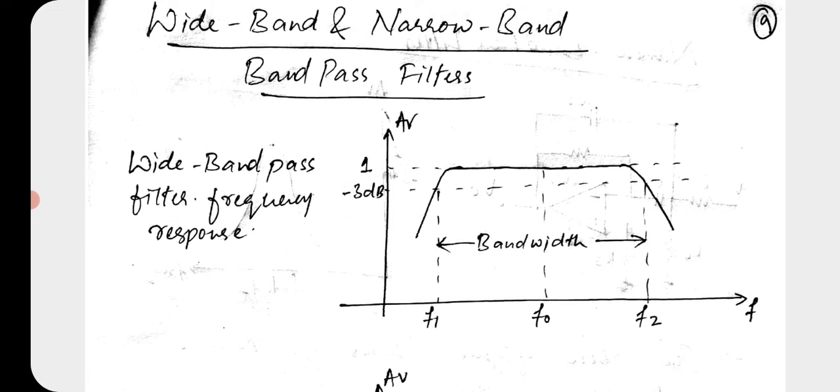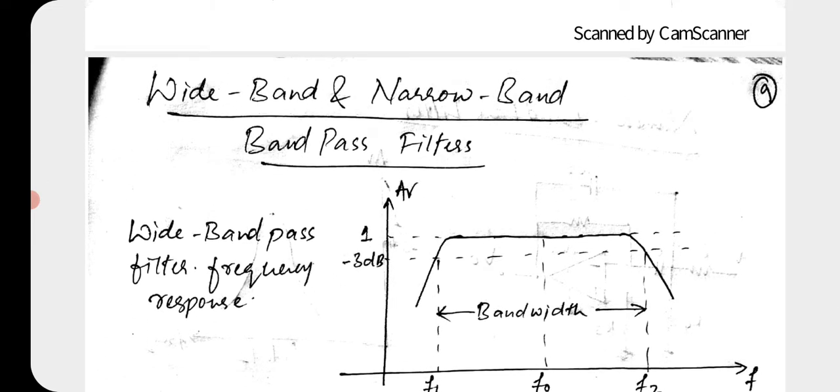So here we already know that a band pass filter means a particular band of frequency will be passed, like from F1 to F2. From F1 to F2, that portion of the signal will be passed, and everything before F1 and everything after F2 will be blocked, right? Only the middle portion will be passed.